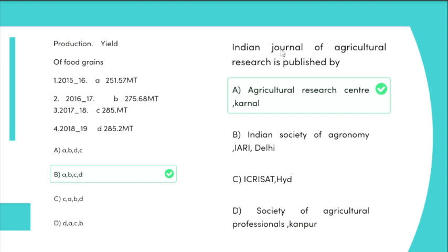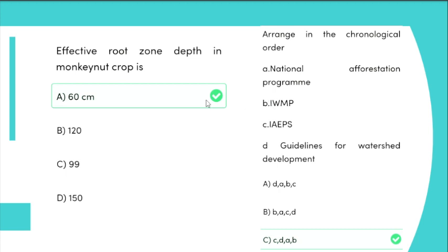Next question, Indian Journal of Agriculture Research is published by. So here option number A is correct, that is Agriculture Research Center, that is situated in Karnal. Next question, effective root zone depth in monkey nut crop is. So the correct option is option number A, that is 60 centimeter. Next question, arrange in the chronological order that is given A, B, C, that first IAEPS, then guidelines for watershed development, then National Afforestation Program, then IWMP.